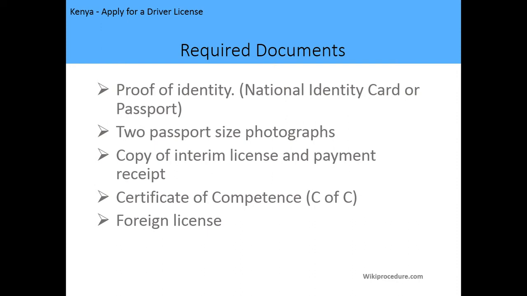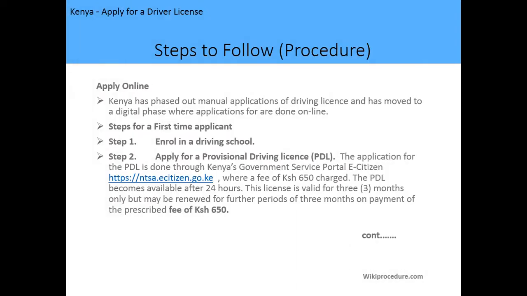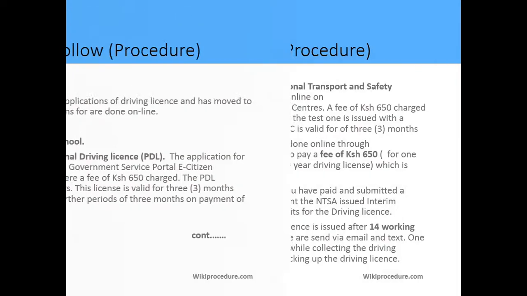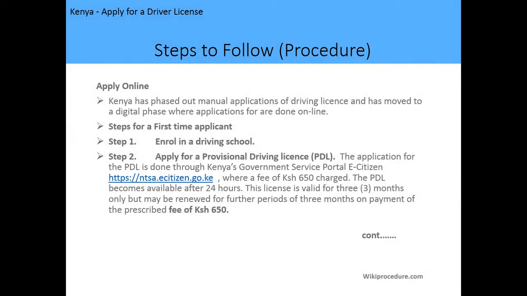So the required documents: you need your proof of identity, either the national identity card or passport, 2 passport size photographs, copy of interim driving license and payment receipt. You need the certificate of competence, C of C, and or a foreign driving license. Steps to follow: let's go first through the procedure. Let's read through the slides, and then we'll visit the online platform so we can have the practical look.